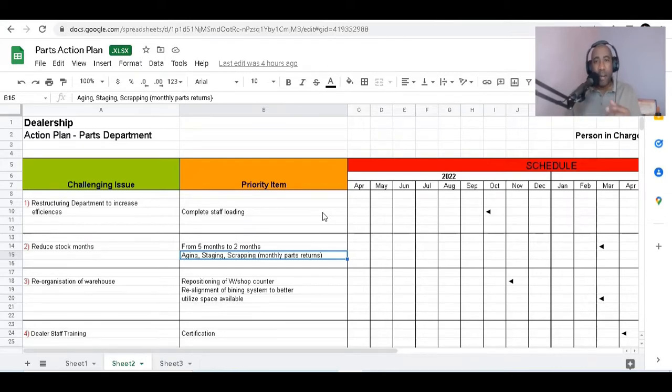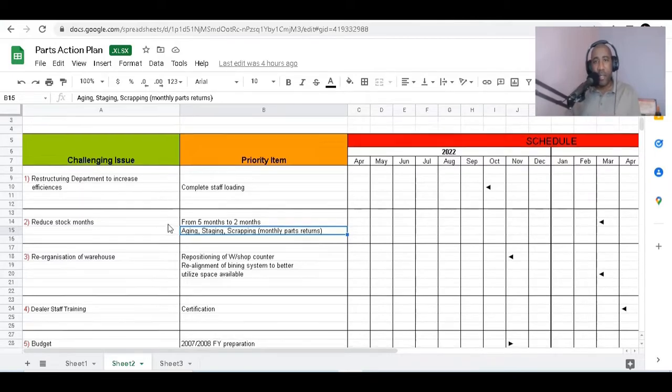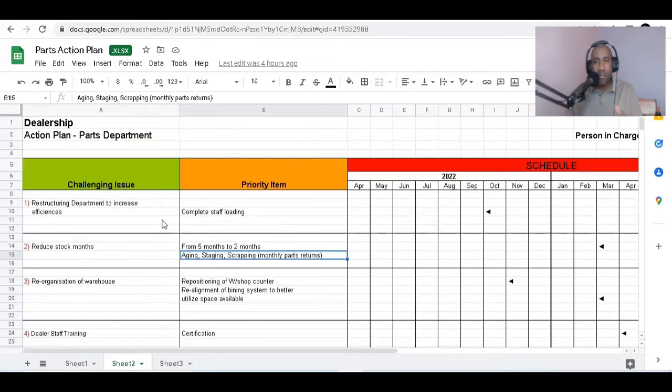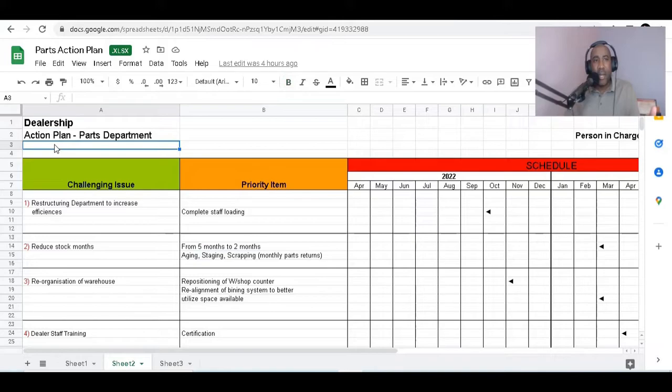Now, I have one here on the screen and I want you to follow very carefully. Well, it's just a rough output of one that I used in the past. So first of all, you want to have the name of your dealership right here at the top, and then the action plan for the parts department.